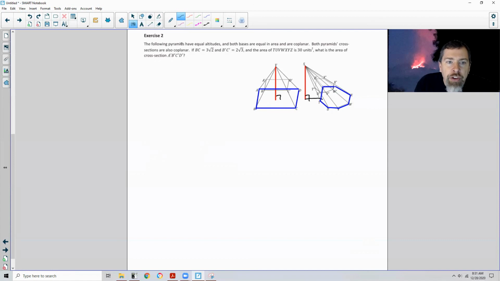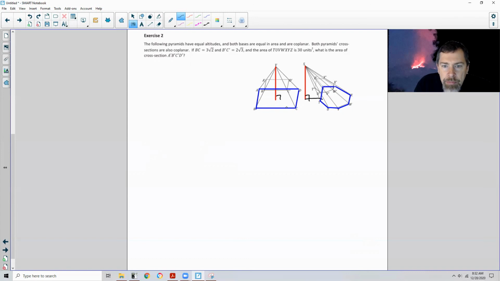All right, so the following pyramids have equal altitude. Okay, same altitude. It looks like they're going back, but they're going up. And both bases are equal in area and are coplanar. So these are on the same plane and they're the same area. Both pyramids cross sections are also coplanar. So the cross sections are back here and they're parallel.